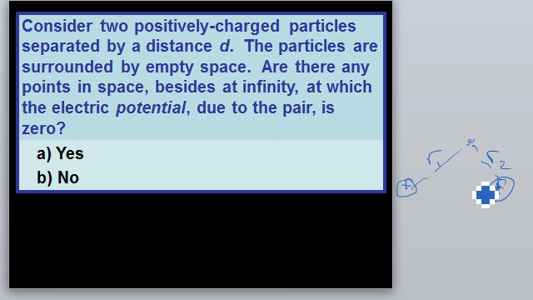The only way you could ever get 0 is if both the numbers are 0, if they're non-negative, and that only happens at infinity. And they said besides, right in here it says besides at infinity. So the answer is no.